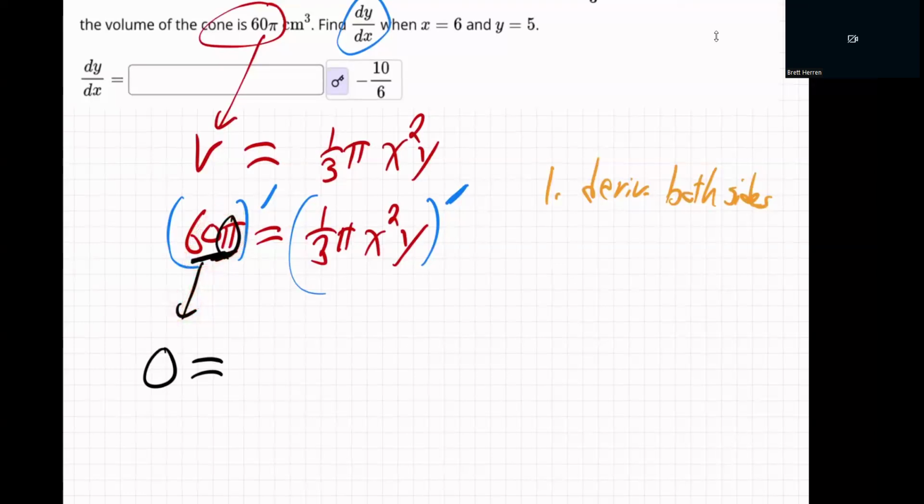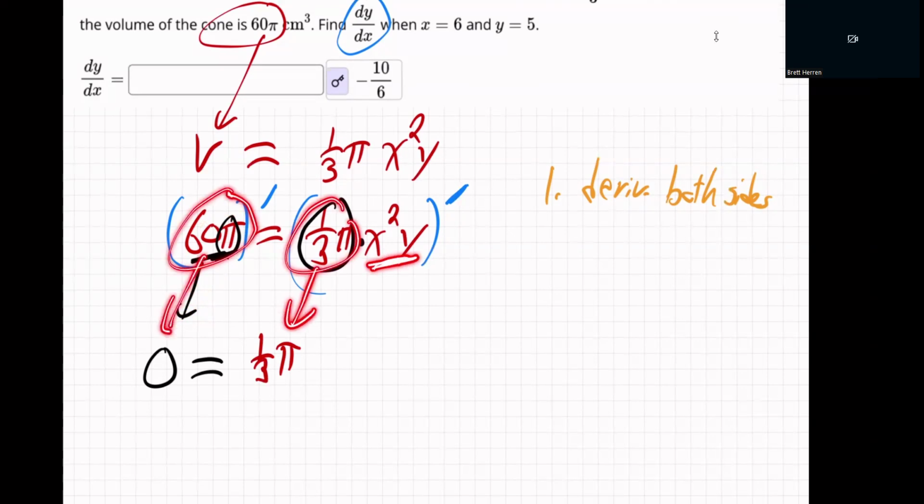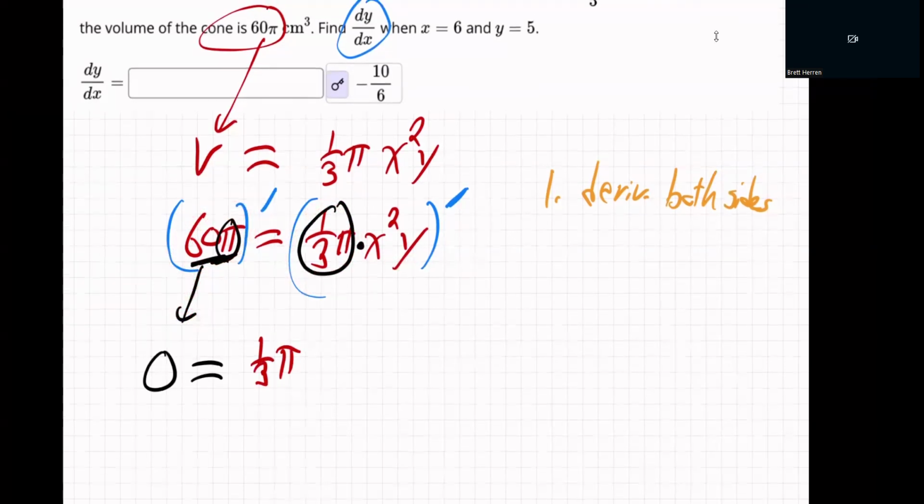And what about the other side? 1/3 pi again, that's just a number. That's just multiplying. So we know what numbers multiplying in the front of a function do. They just sit there as a spectator. That doesn't go to 0 because it's got an x squared y with it. So it's going to sit there, whereas this one doesn't have any x, y next to it, so it just goes to 0.